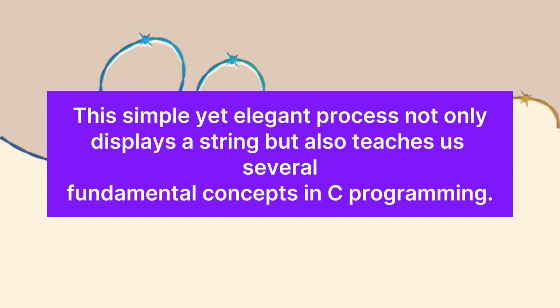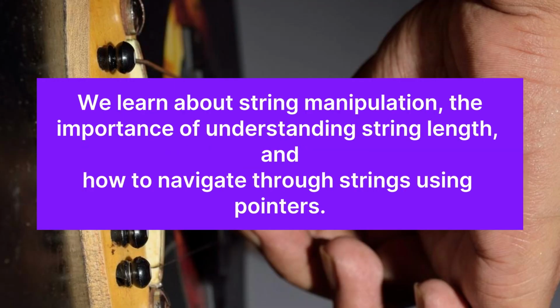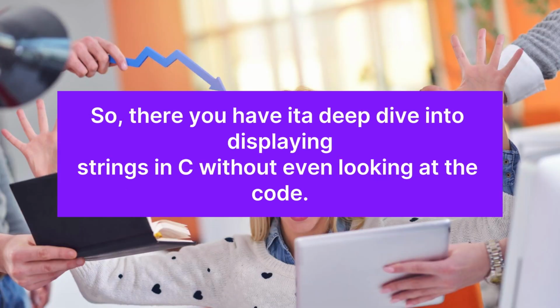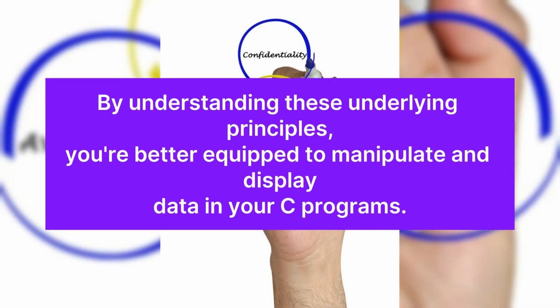This simple yet elegant process not only displays a string, but also teaches us several fundamental concepts in C programming. We learn about string manipulation, the importance of understanding string length, and how to navigate through strings using pointers. Moreover, we delve into the use of system calls, like write, to perform basic input-output operations, a critical skill in systems programming. So, there you have it, a deep dive into displaying strings in C without even looking at the code. By understanding these underlying principles, you're better equipped to manipulate and display data in your C programs.